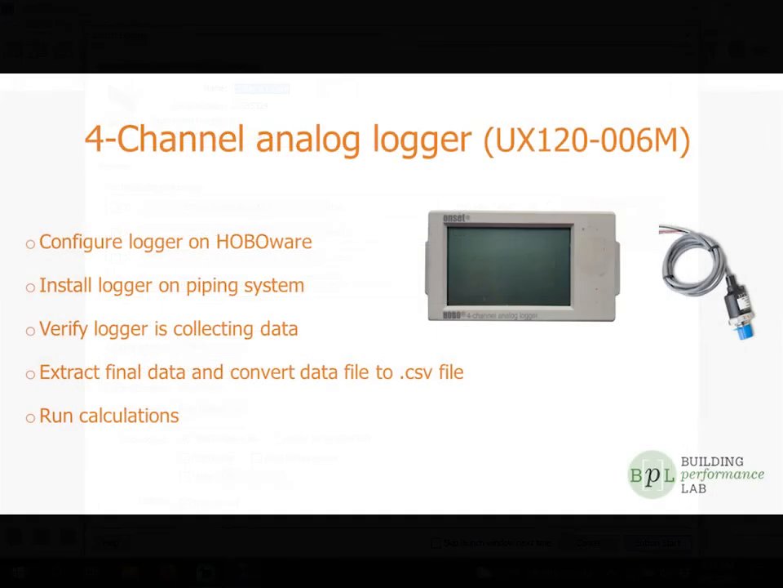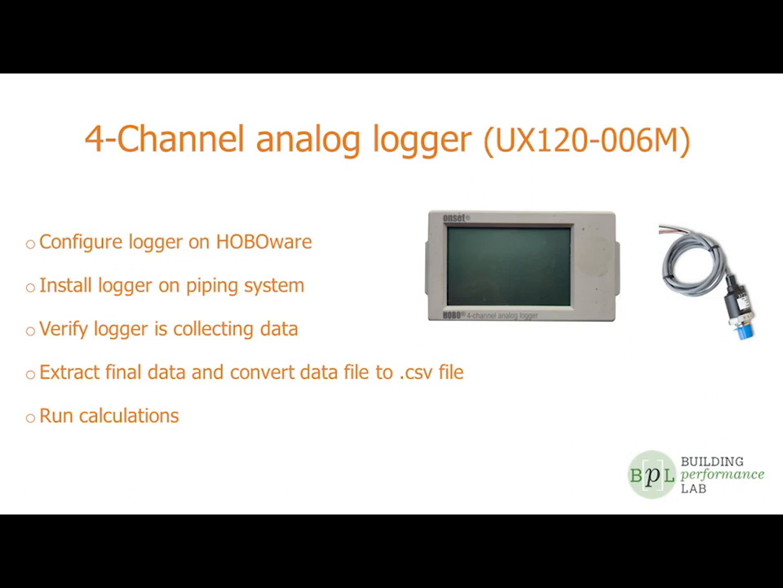The next step will be for you to install the pressure transducers on the piping system. For instructions on how to install the logger, please watch the next video titled How to Install the 4-Channel Analog Logger with Pressure Transducers.